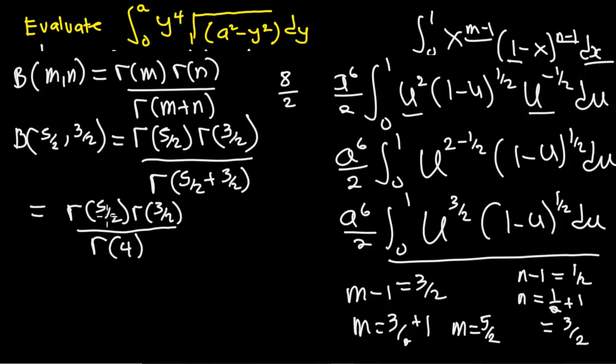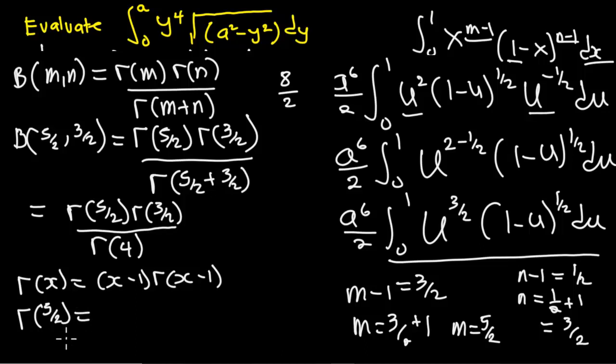Now when we have a gamma of a fraction, we can simply express that as, say, gamma of x is equal to x minus 1 multiplying the gamma of x minus 1. So in the case of a fraction, this is what you are going to use. So let's consider gamma of 5 on 2. So this is equal to, now x minus 1, so we are going to subtract 1 from 5 on 2. And when we do that, we are going to have 3 on 2 times the gamma of x minus 1, which is going to give us 3 on 2.